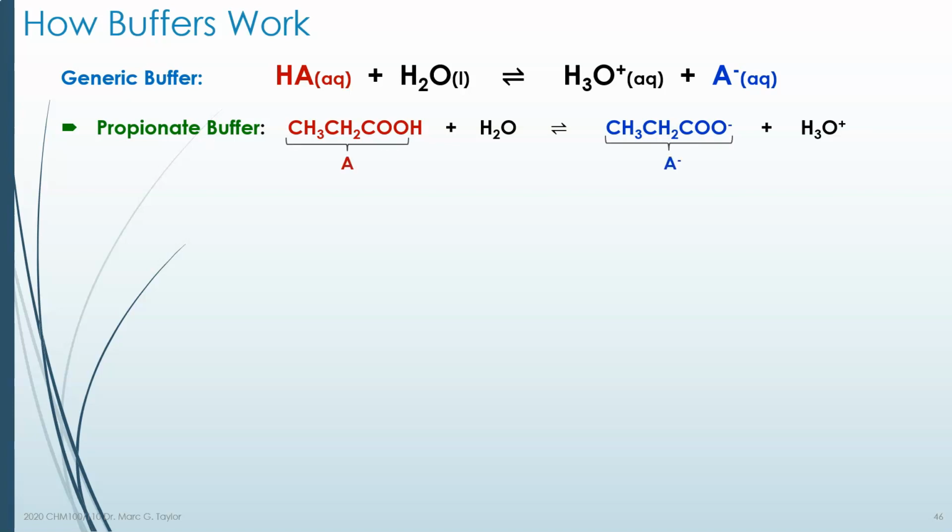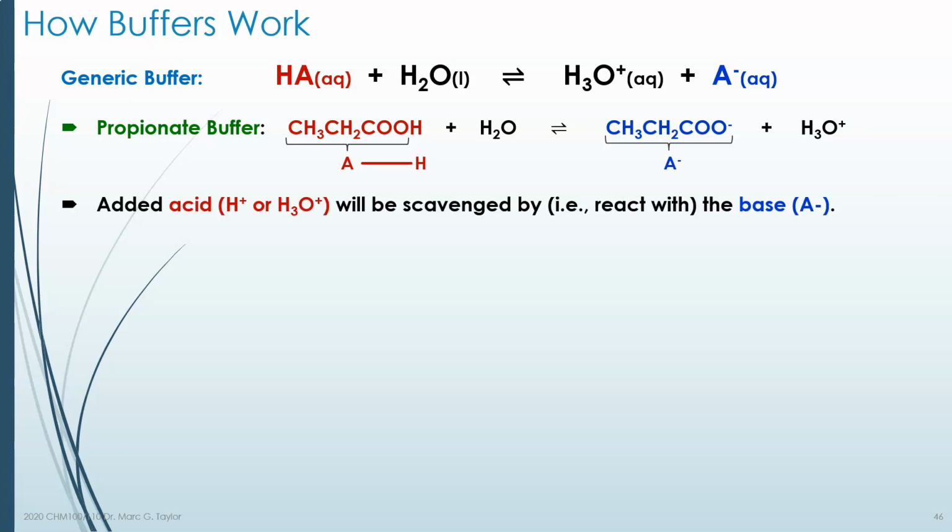So what happens when we challenge it? Well, let's talk about first how it relates to our generic form, because this is something different that you haven't seen before. The A is everything but the H in the propionic acid in red. And we'll just throw in the H here so you can see it. And the A minus is whatever's left in the conjugate base on the right in blue.